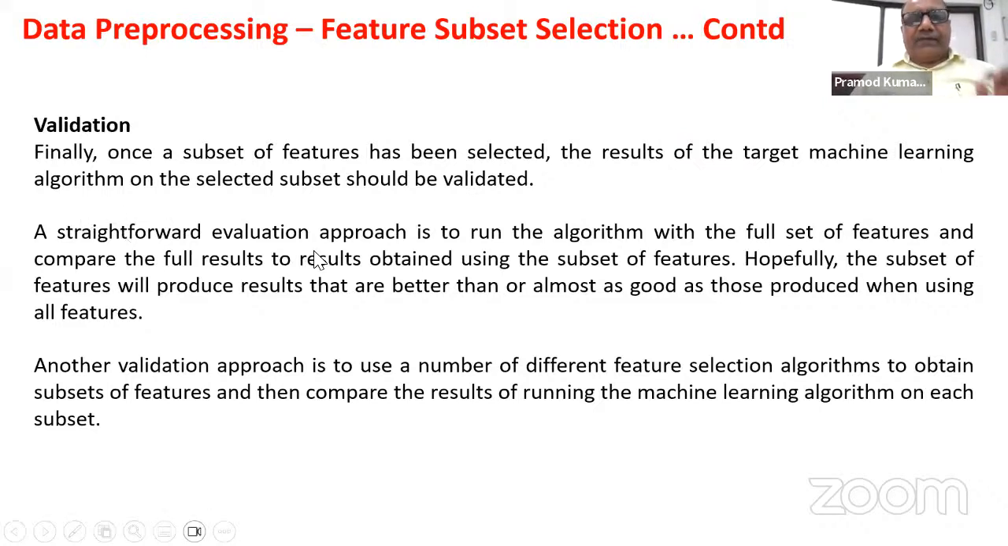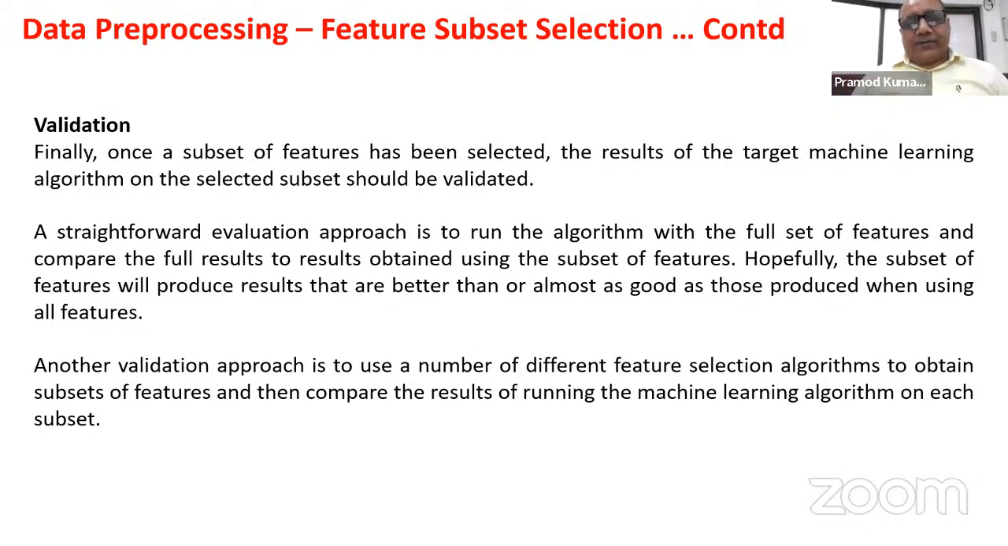A straightforward evaluation approach is to run the algorithm with the full set of features and compare those results to the results obtained using the subset of features. So here you run on the full set, meaning the n number of features, and then you take the m number of features subset, run it on that subset and see where the results are good. Then some of you may think, sir, you were discussing since long that we have to find the subset, and now you say that you run the algorithm on the full set and on the subset to check whether this is really good or bad.